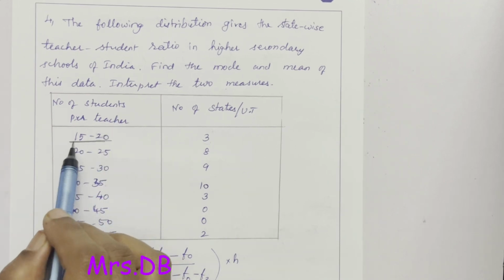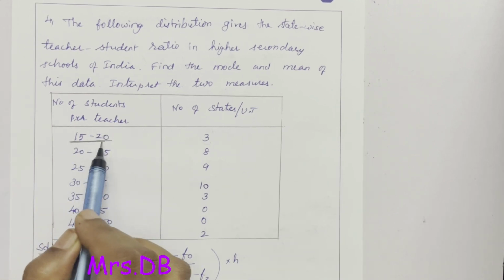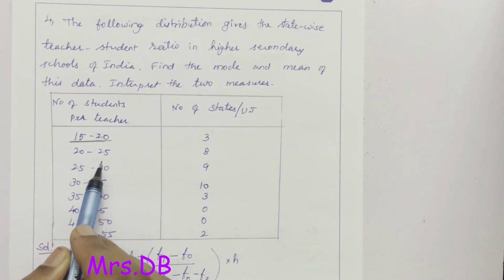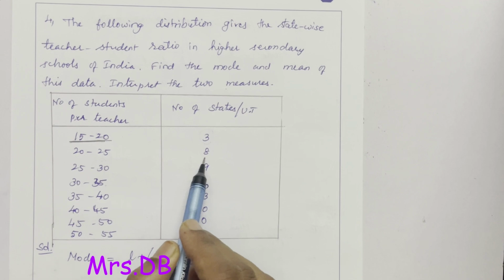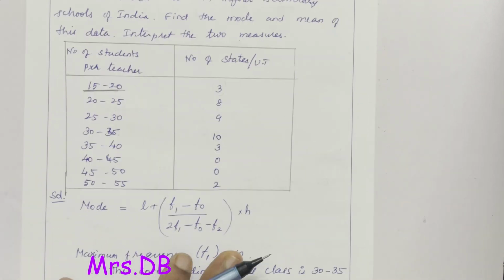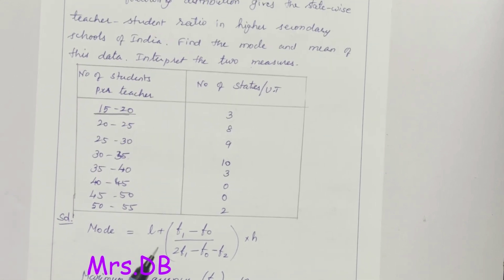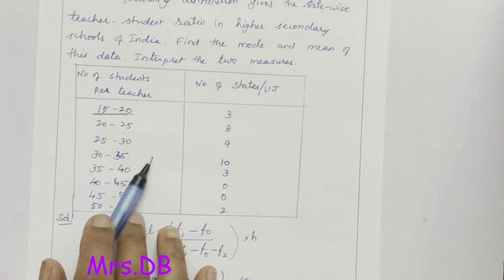A student-teacher ratio of 15 to 20 is present in 3 states. A ratio of 20 to 25 is present in 8 states. In that way it was tabulated. Okay, we have to calculate the mode first. Mode is the observation corresponding to the maximum frequency.